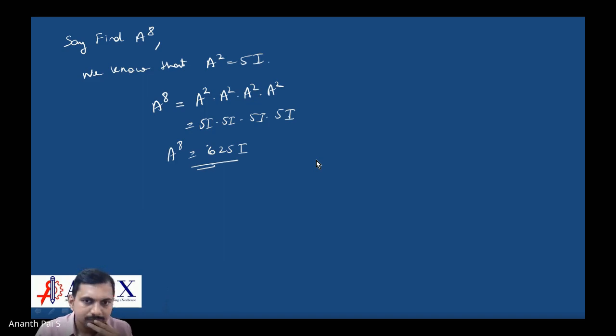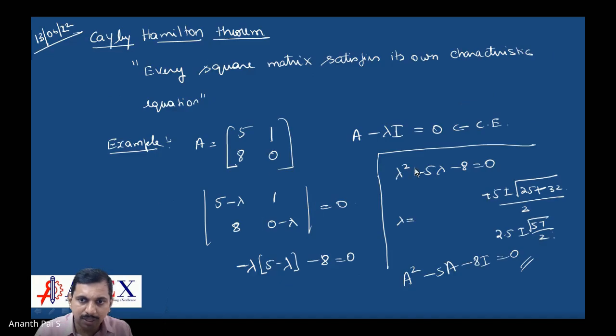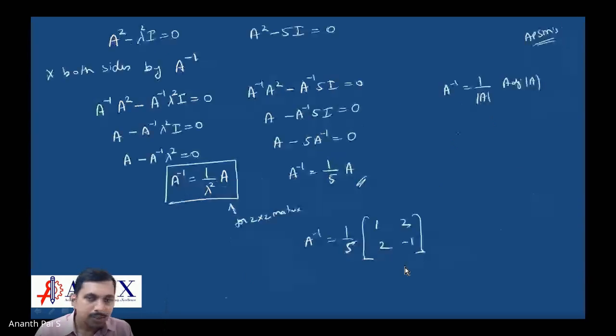How to find the inverse? See, this is the characteristic equation, A square minus lambda I. How did it come? It came from here only. I cannot use any other thing. So it is lambda square minus 5. This is the characteristic equation. Instead of 5, you put 5I. So lambda square minus 5I is equal to 0, or A square minus lambda square into I is equal to 0. What is lambda? Lambda has come as plus or minus root 5, right? So lambda square is 5 only. This characteristic equation I have used here.